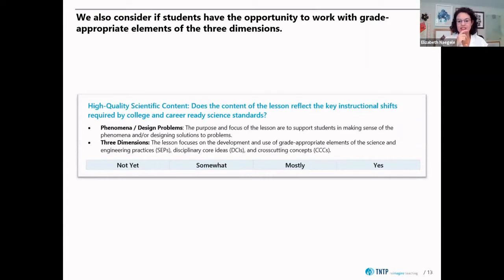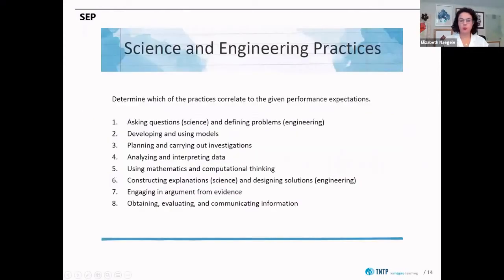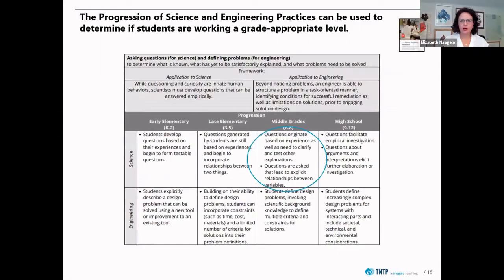Let's consider the second question, which is, does the lesson focus on the development and use of grade appropriate science and engineering practices, disciplinary core ideas, and cross-cutting concepts? So I'm going to ask for your participation on this one too. You saw these science and engineering practices in our last session. Based on what you saw in the video, I was going to ask you to share which science and engineering practice you thought it was most aligned to and why. This progression chart comes from the Tennessee Science Standards document.